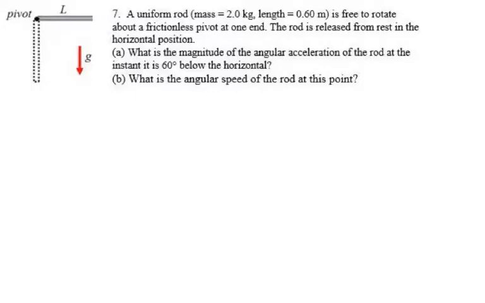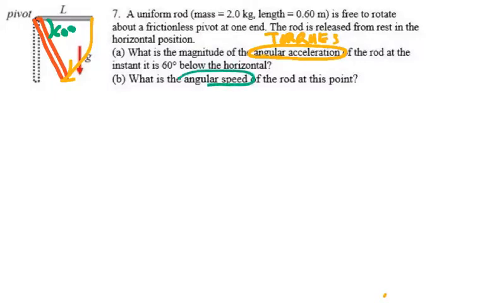If it goes 60 degrees below the horizontal, it's going to look something like this at that point. And this angle then would be 60 degrees, and the rod would be moving in a circular direction as it's headed downward like that. If we're talking angular acceleration, we should be thinking torques, because we're going to get angular acceleration from torques. And if we're talking angular speed, we should be thinking energy in terms of moment of inertia and that sort of thing. So that's the way we need to approach this.